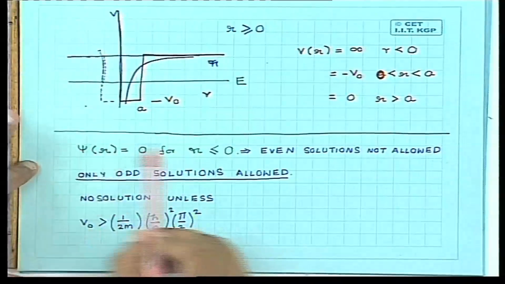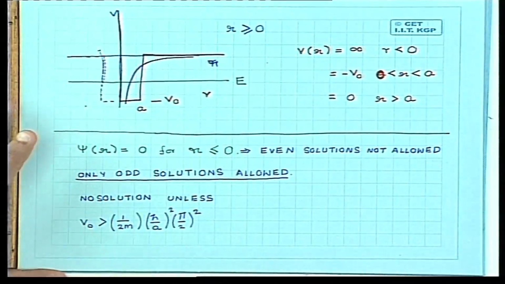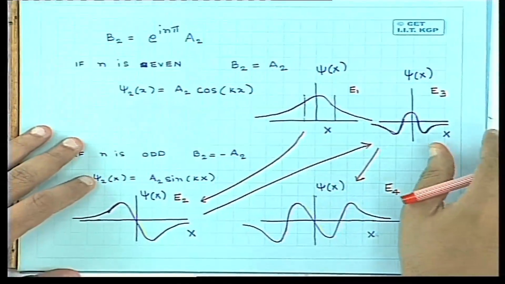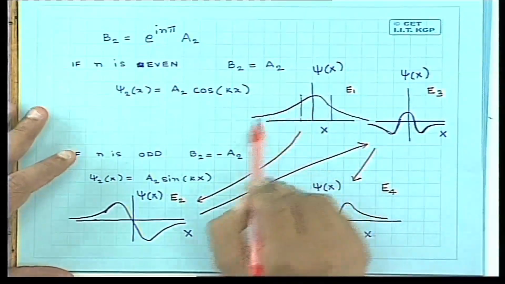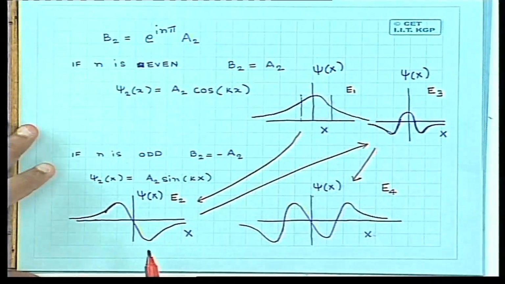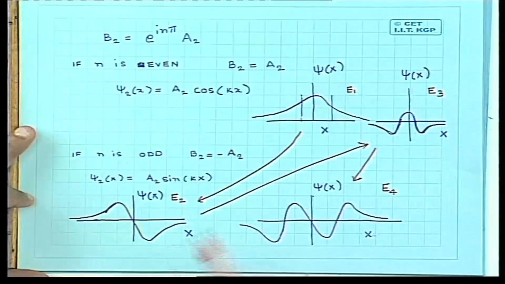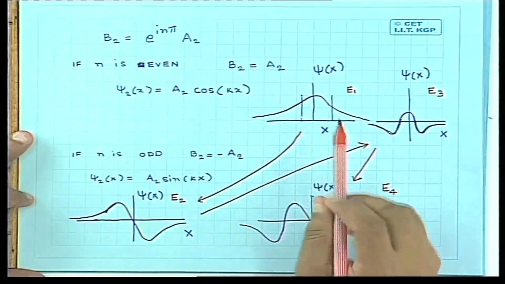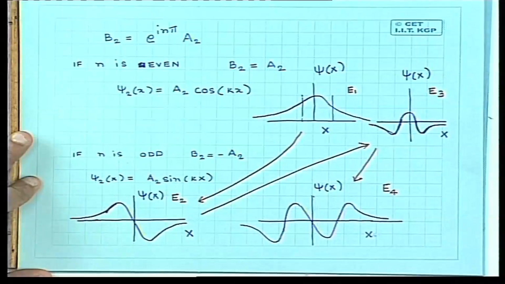Okay, so we have to impose the condition that psi vanishes at this point. Now, if you look at the odd and the even wave functions, these are the even wave functions, and these are the odd wave functions. It is obvious that the even wave functions are ruled out because they don't vanish at the origin. But the odd wave functions vanish at the origin.